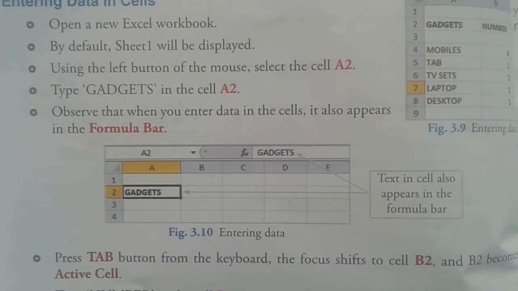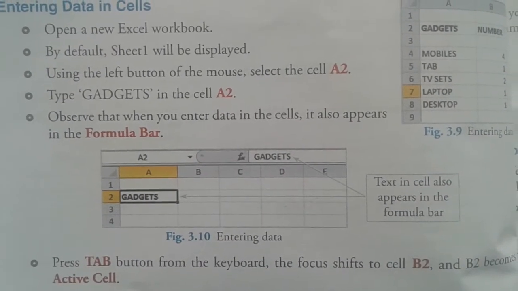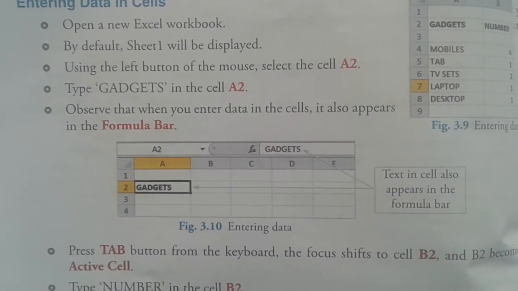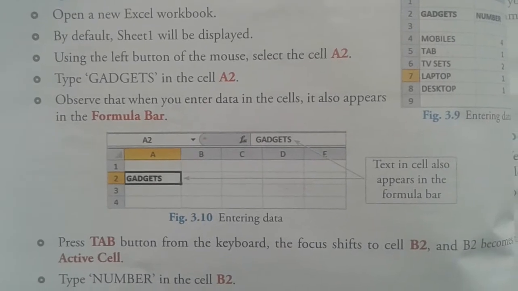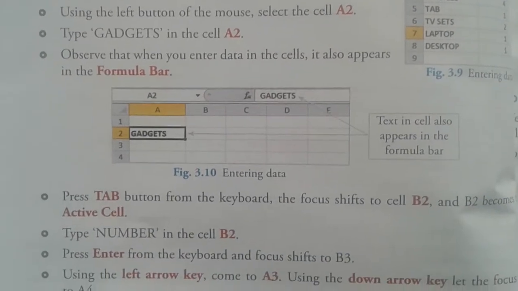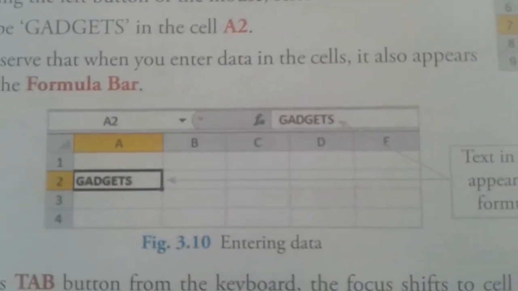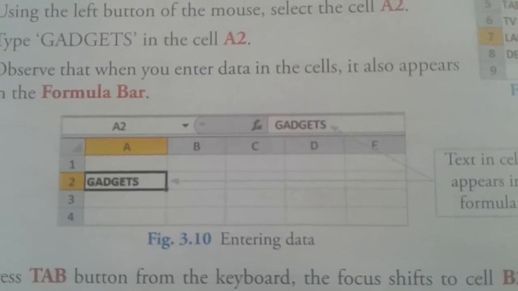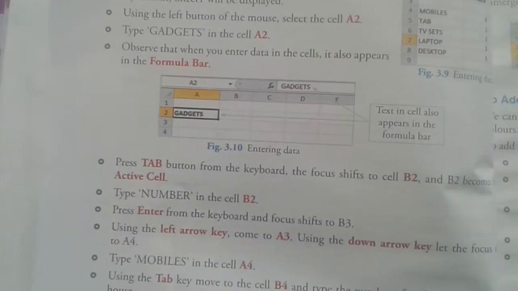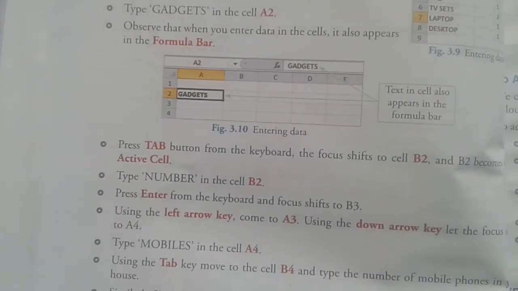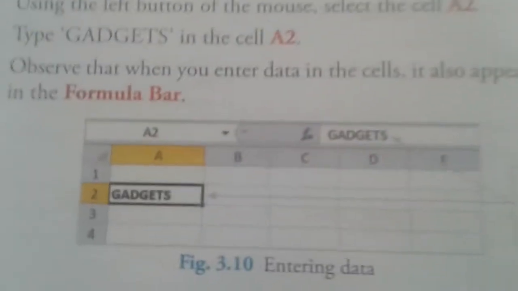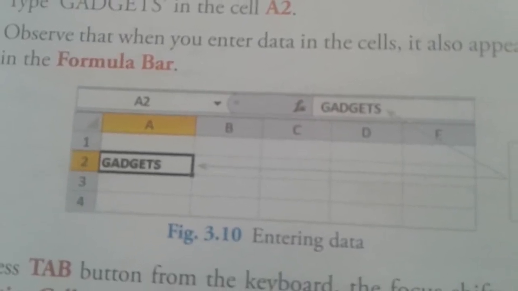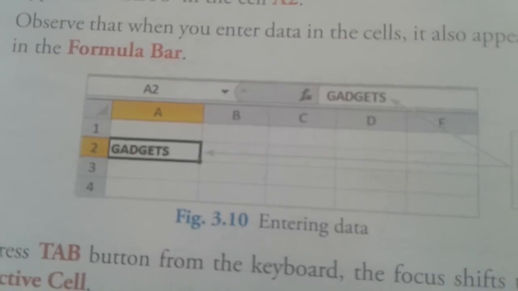Observe that when you enter data in a cell, it also appears in the formula bar. Whenever you type in a cell, it automatically shows in the formula bar, right? You have written gadgets and it's showing in the formula bar. That one is called the formula bar, and near it is the address bar, where A2 is written.